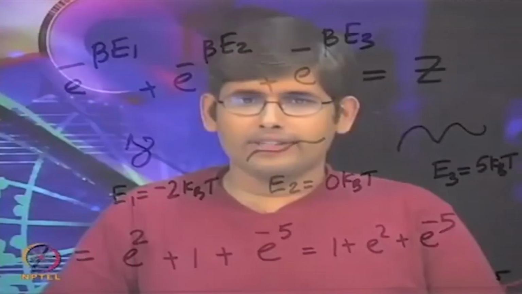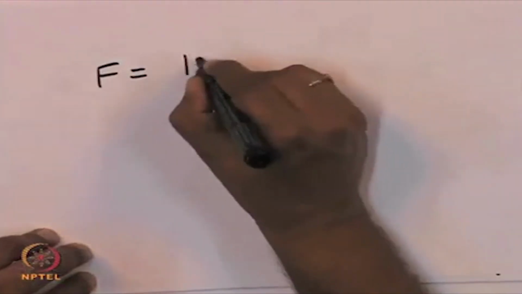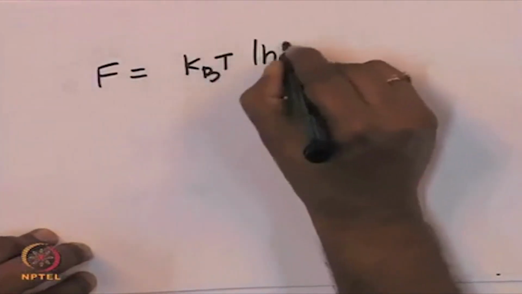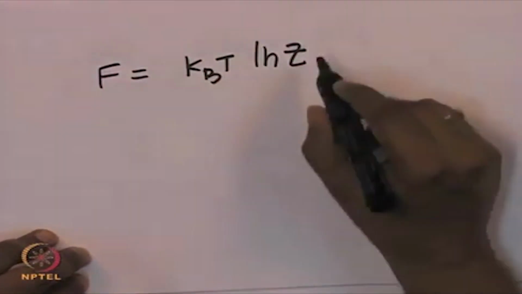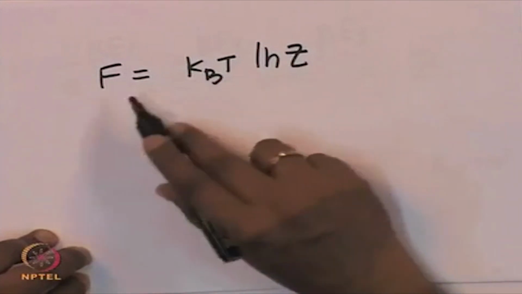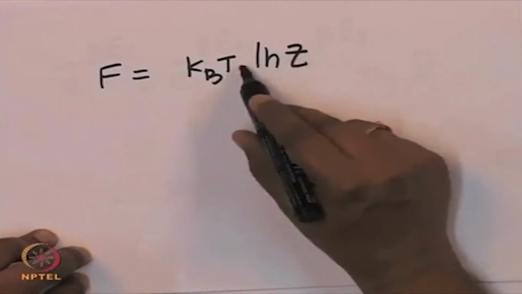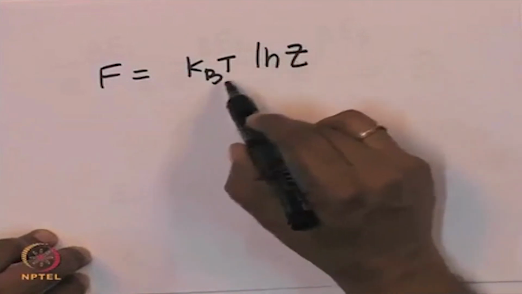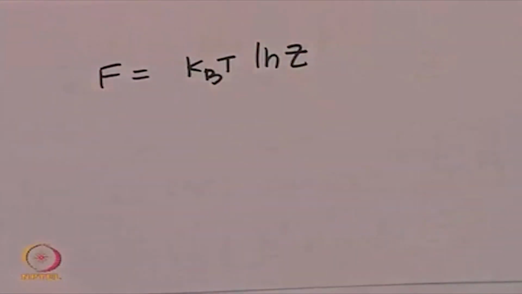So, now what is the use of knowing Z? It turns out that the free energy is nothing but the log of the partition function. So, free energy F is kBT log Z. If you know the partition function Z, you can find the log of it and multiply with kBT and you will get free energy. Z is a number, log of Z will be some other number, and you multiply with kBT, you get a unit of energy. So, if you know the partition function, it is easy to calculate free energy.